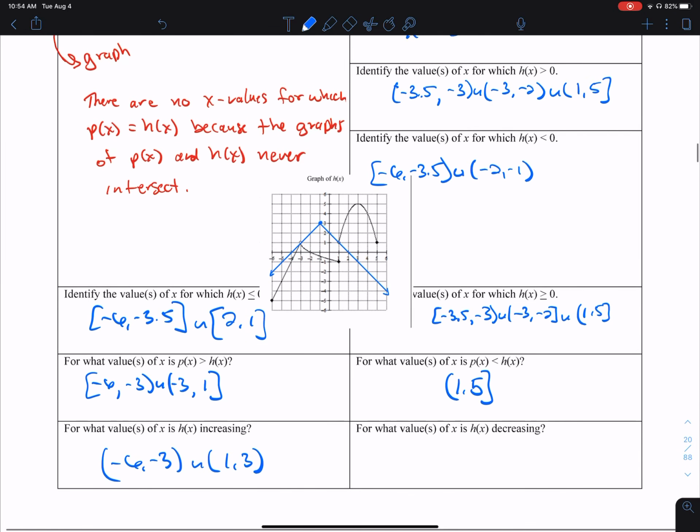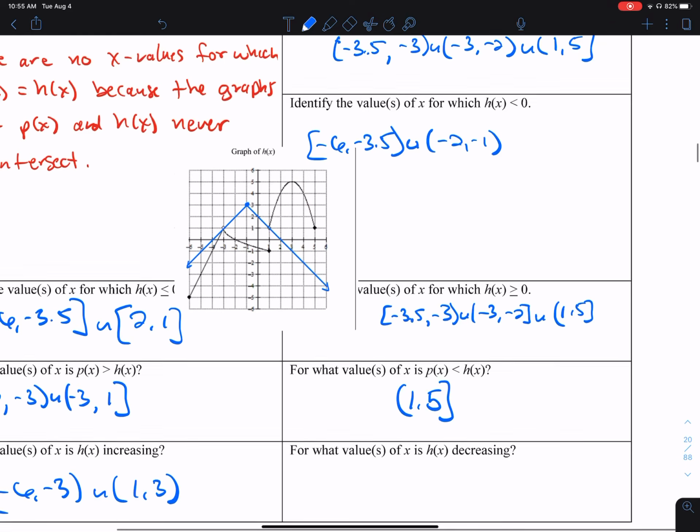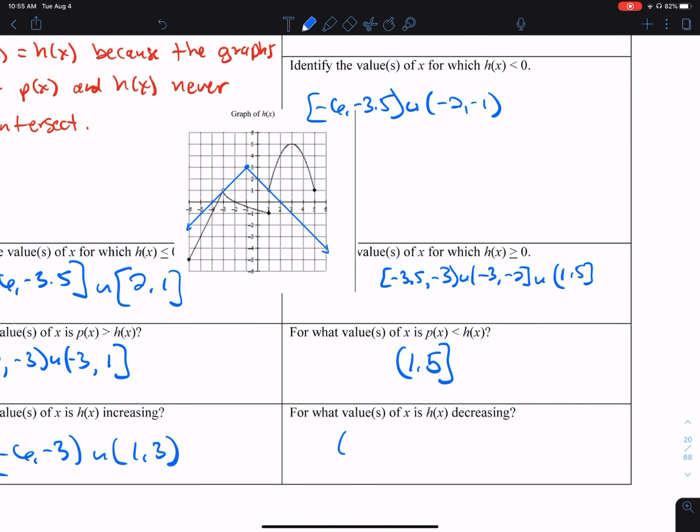For what values of x is h decreasing? H is the black curve. It's decreasing from negative 3 to 1, not inclusive, and from 3 to 5. Increasing and decreasing intervals are never inclusive. Never. Increasing, decreasing, and horizontal intervals are never inclusive.